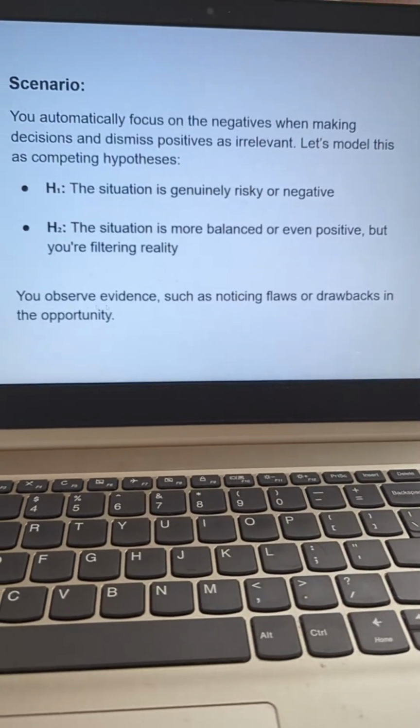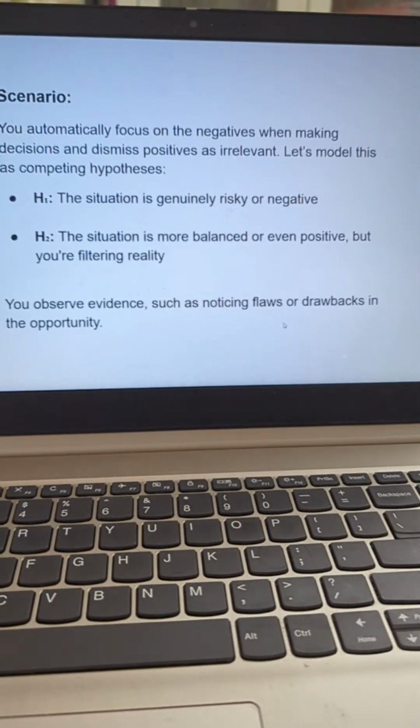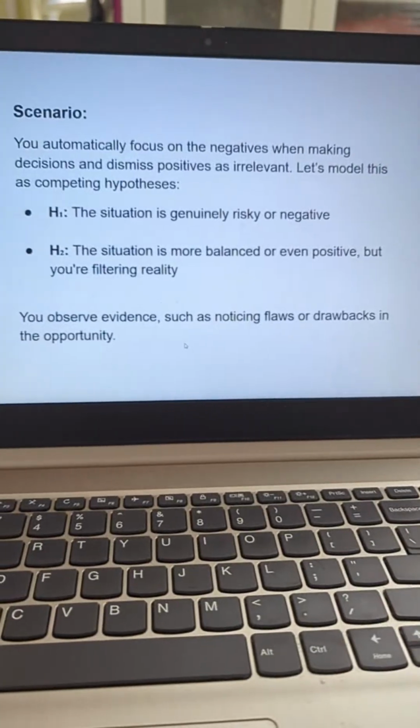Okay, and then you observe the evidence, such as noticing flaws or drawbacks in the opportunity. For instance, you might notice some red flags. And this is good for anything: relationships, a business opportunity, an educational opportunity.